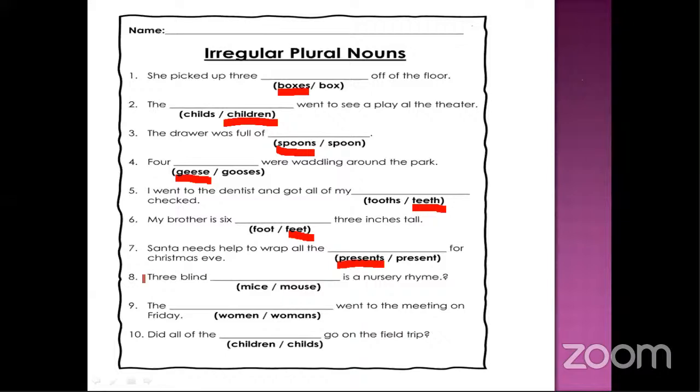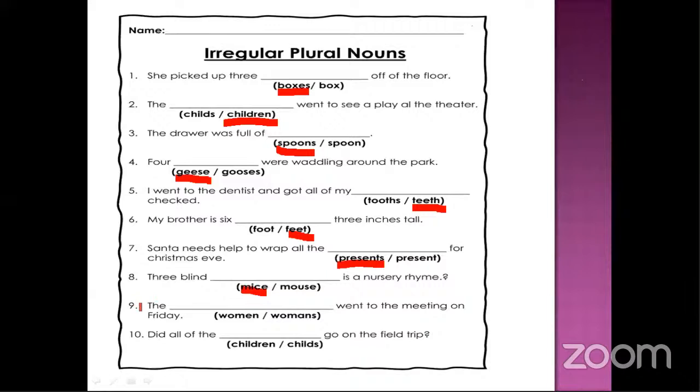Number 8. Three blind blank is a nursery rhyme. So the two answers are mice, mouse. Here you have been given number three blind, so it should be mice.